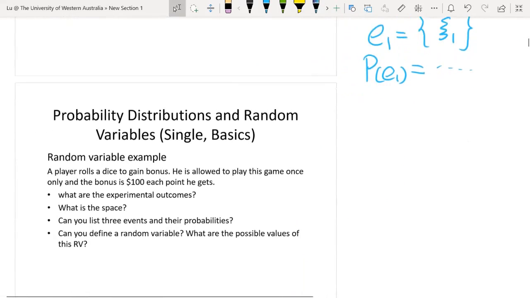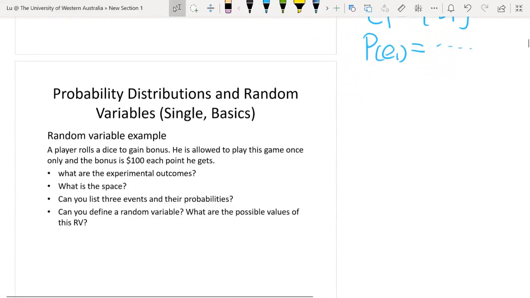First example, a player rolls a dice to gain bonus. He is allowed to play this game once only, and the bonus money will be $100 each point he gets. So first of all, what is the experiment in this case?